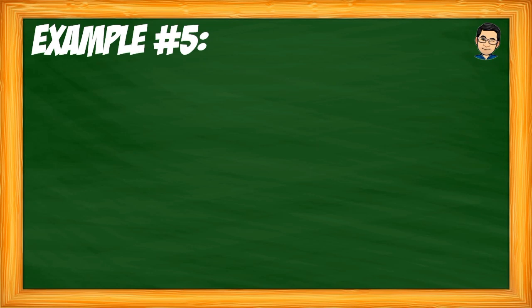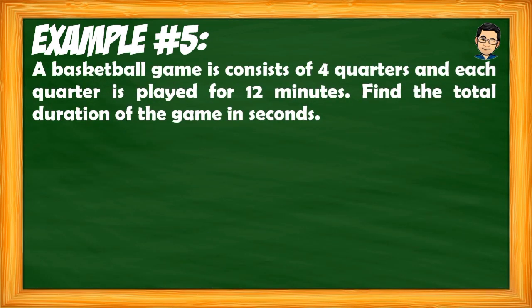Next example, number 5. A basketball game consists of 4 quarters, and each quarter is played for 12 minutes. Find the total duration of the game in seconds. So, kapag nagkaroon tayo ng basketball game, hinahati po siya sa 4 na quarters. And bawat quarter nga po is 12 minutes. Para ma-convert natin yung total duration ng game in seconds, kailangan nating i-convert yung minutes into seconds. And then, yung nakuha nating sagot doon, i-multiply lang natin sa 4, kasi 4 quarters.